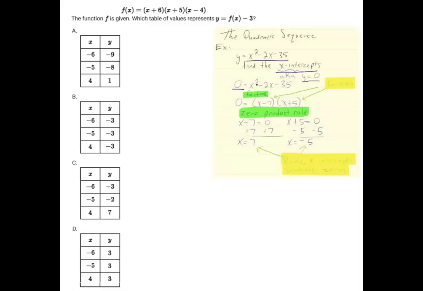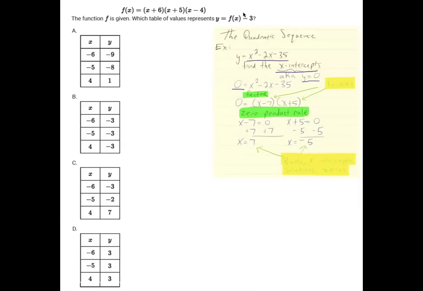So what two numbers add to -2 and multiply to -35? Those numbers are -7 and +5. So once we have it factored, we can use the zero product rule, which is the idea that we set the x minus 7 equal to 0 and the x plus 5 equal to 0. And then we solve each of those to get our actual x-intercepts, which are also called roots, solutions, and zeros.